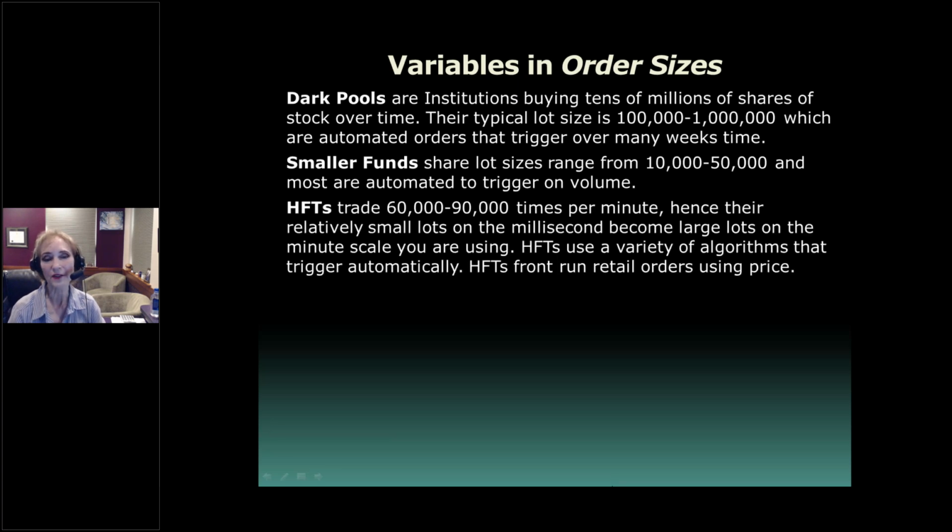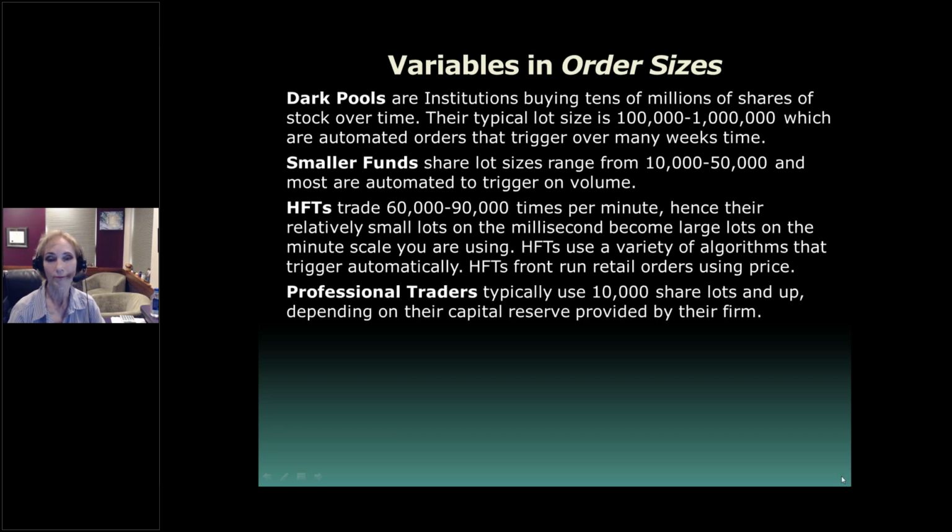HFTs trade 60,000 to 90,000 times per minute. Hence, their relatively small lots on the millisecond become large lots on the minute scale you are using. HFTs use a variety of algorithms that trigger automatically. They're all automated, it's fully automated. HFTs front-run retail orders using price because the SEC requires that your broker lights all of your orders before filling them. So the HFTs know what you're doing. Anytime you're in a chat room, anytime you're going on, they know.